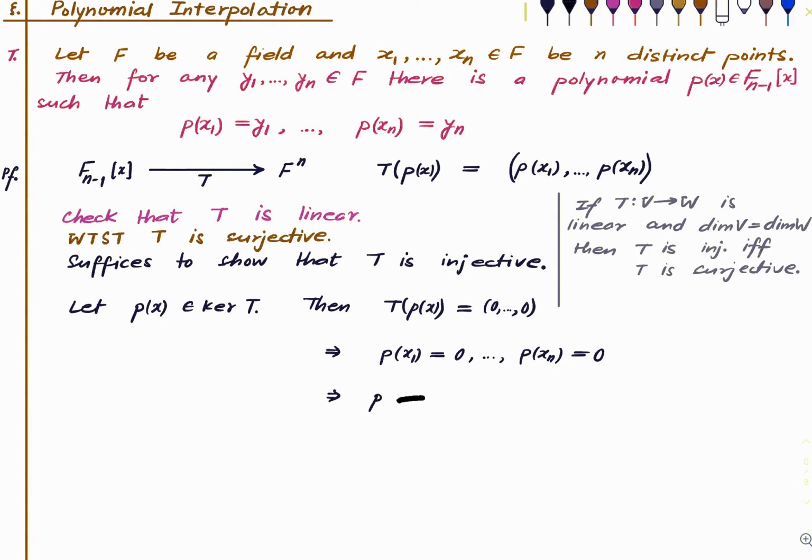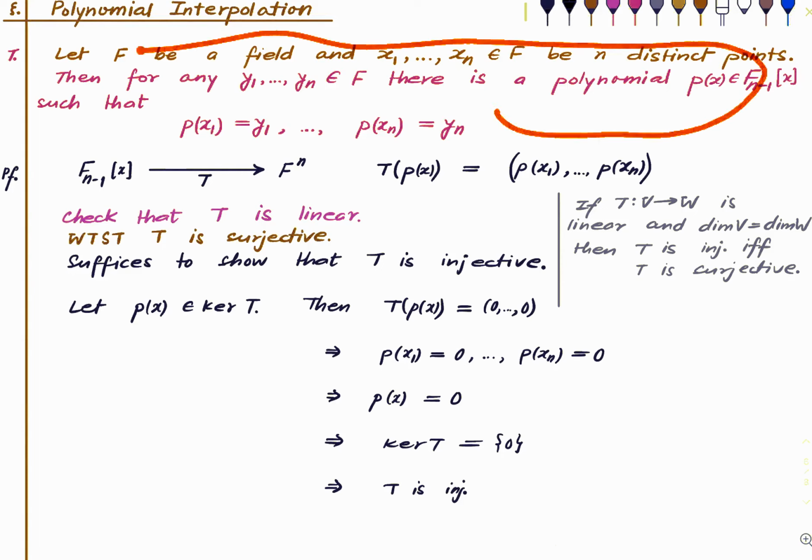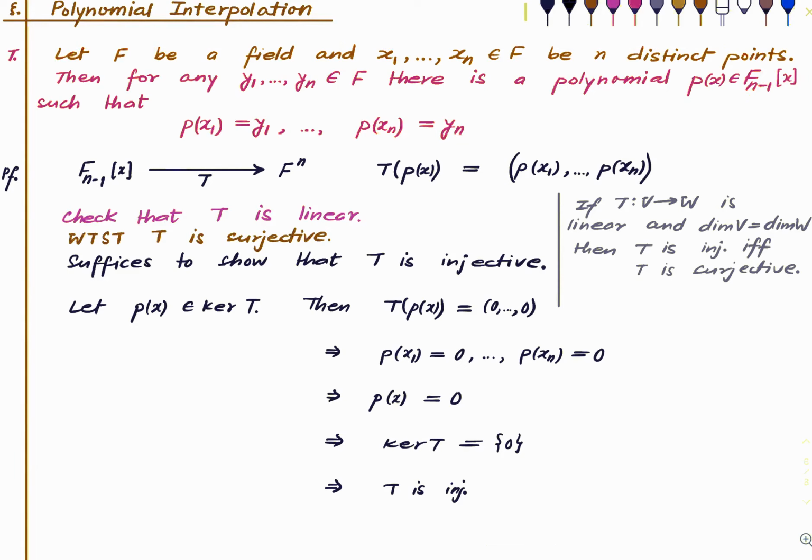p(x) is 0, and hence the kernel of T is trivial, which implies T is injective, which finishes the proof. It's a very nice application of linear algebra to something that is outside of linear algebra. This fact in and of itself has nothing to do with linear algebra, but we have used linear algebra to prove it. Okay, I think this is all for this lecture.